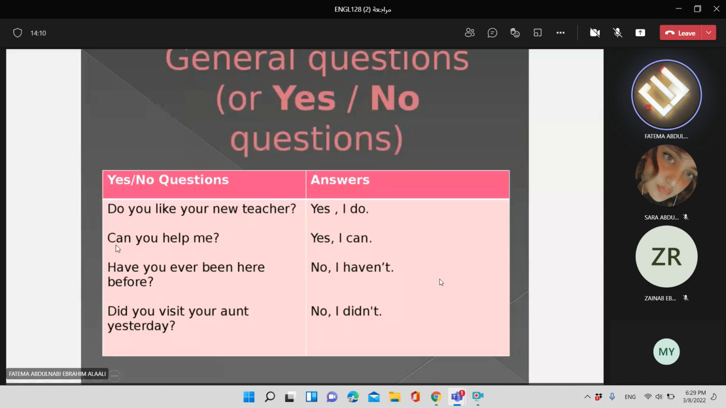And some verbs, like when I say, can you help me? Here we use modal verbs, okay? In this case, we put the helping verb, or modal verb, first, then we put the subject to form a yes or no question.